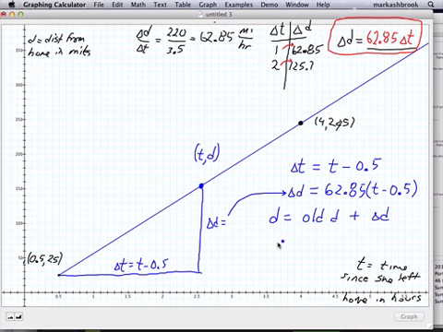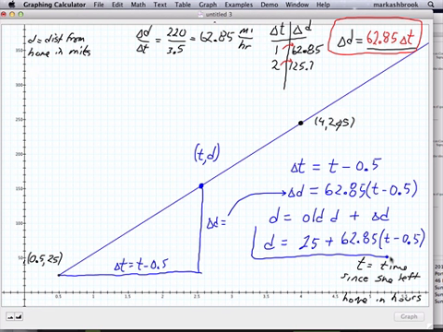And what was the old value of d? 25. And how much did d change? 62.85 times the change in t. So that right there is a way to express the distance from home given any time from home. So given any time, given an x-coordinate on this graph, this will give us the distance from home, or the y-coordinate, the vertical coordinate.